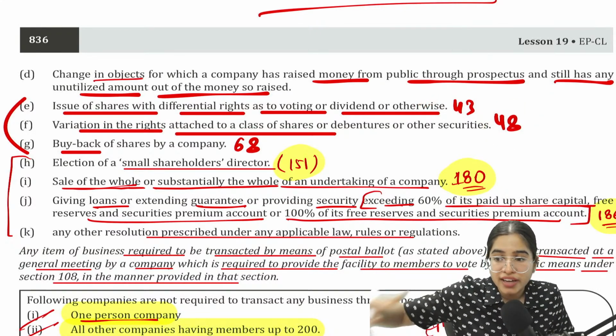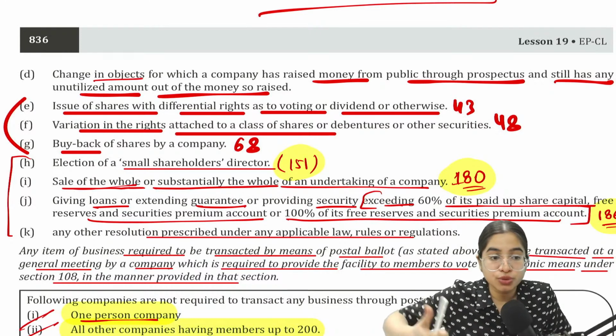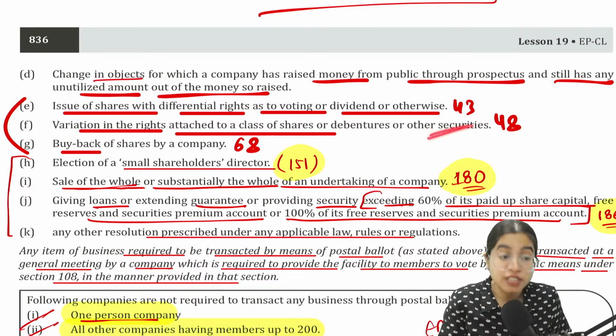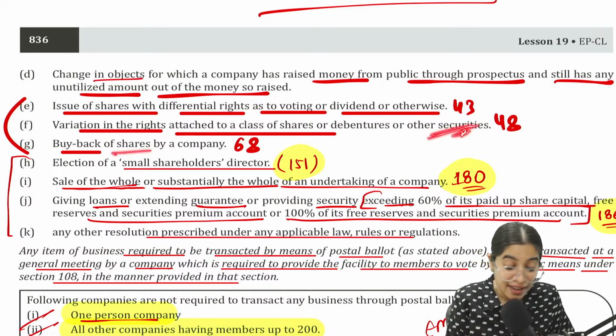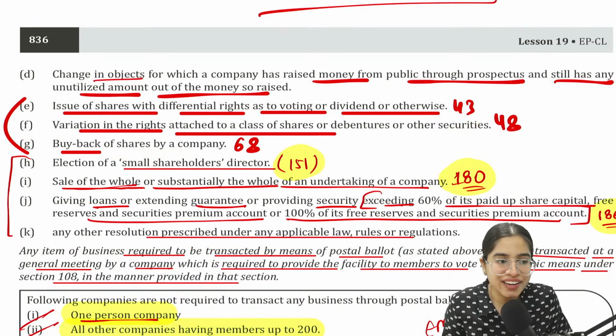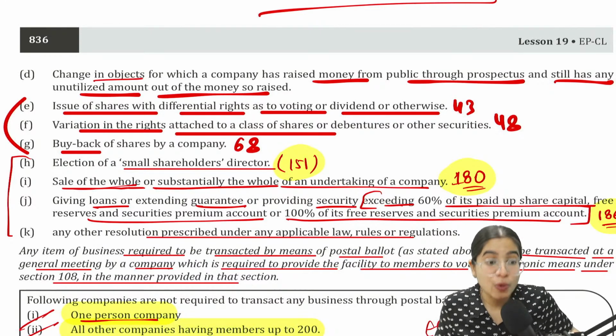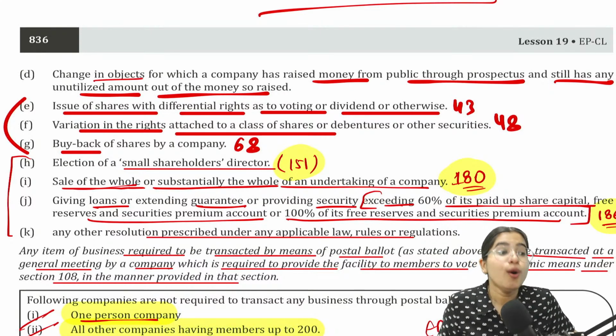Whenever you want to vary the shareholders right, that can be done only through postal ballot. You have to pass special resolution. That special resolution can be passed only through postal ballot. Buyback, you have to pass ordinary resolution for buyback. That OR can be passed only through postal ballot.